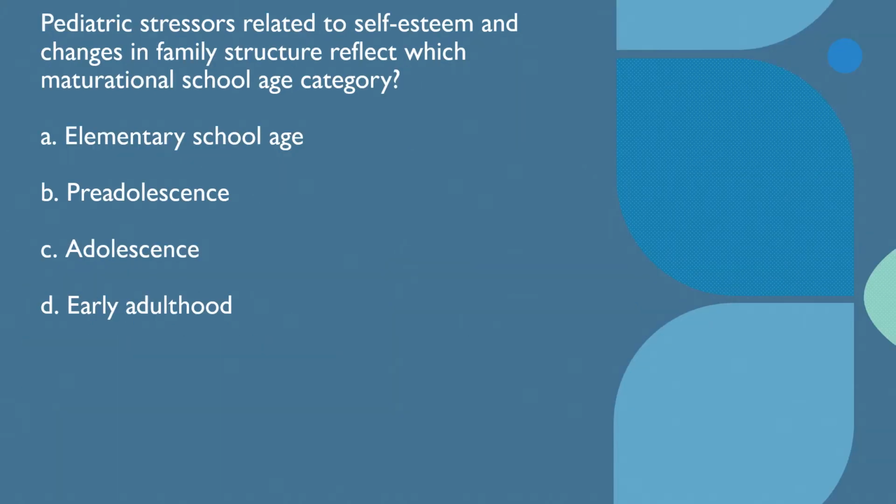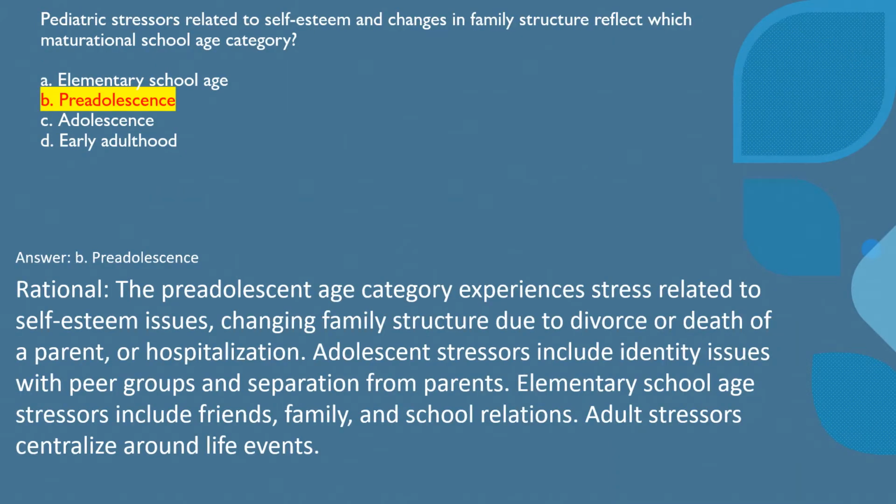Pediatric stressors related to self-esteem and changes in family structure reflect which maturational school age category? A. Elementary school age. B. Pre-adolescence. C. Adolescence. D. Early adulthood. Answer: B. Pre-adolescence. Rational: the pre-adolescent age category experiences stress related to self-esteem issues, changing family structure due to divorce or death of a parent, or hospitalization.